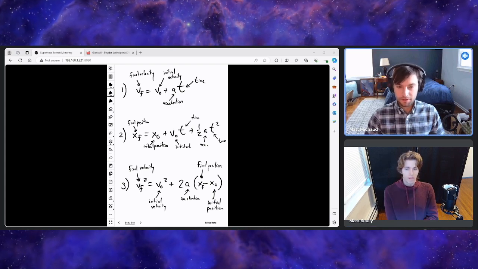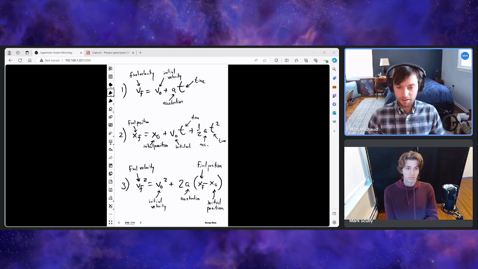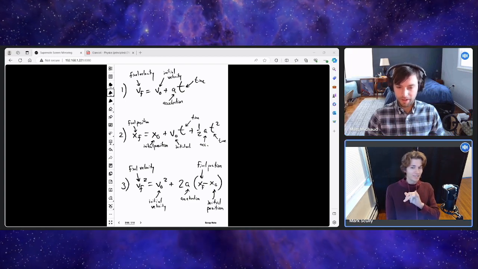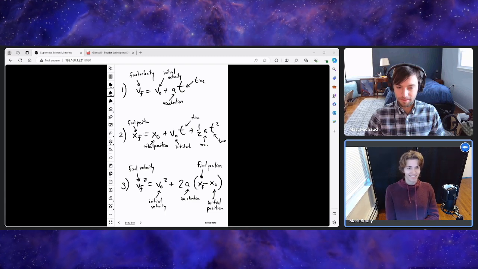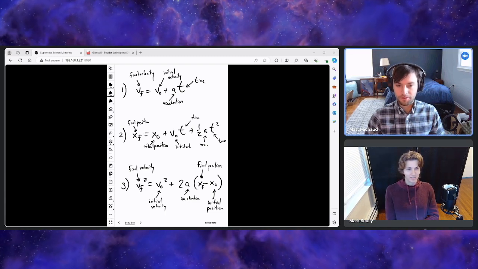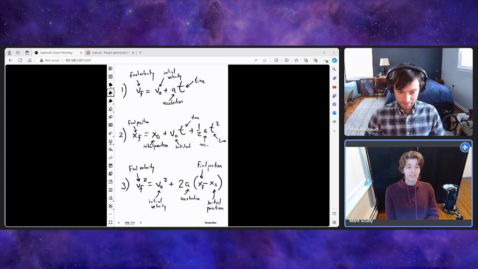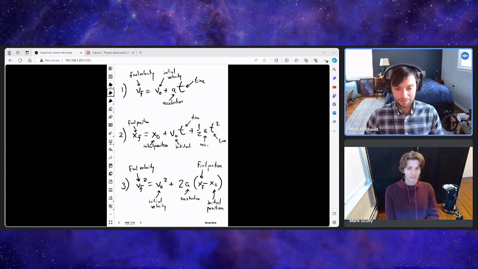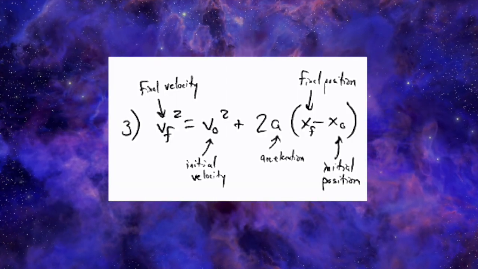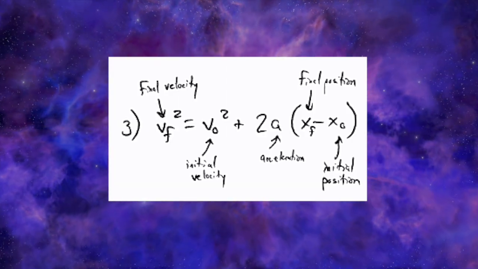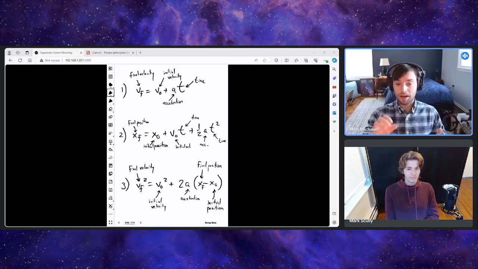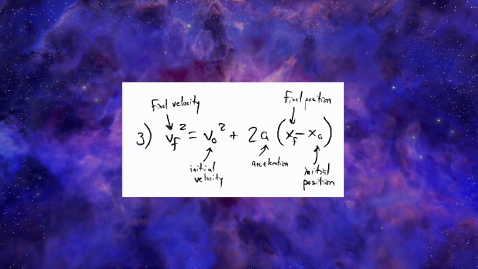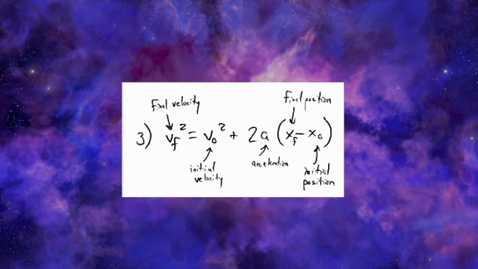Yes. Final velocity equals initial velocity squared. Careful, we forgot the squared initially, right? So this is how we find final velocity squared. Exactly. We're solving for final velocity squared here. So I'll start again. The final velocity squared equals the initial velocity squared plus 2 times the acceleration times the final position minus the initial position.